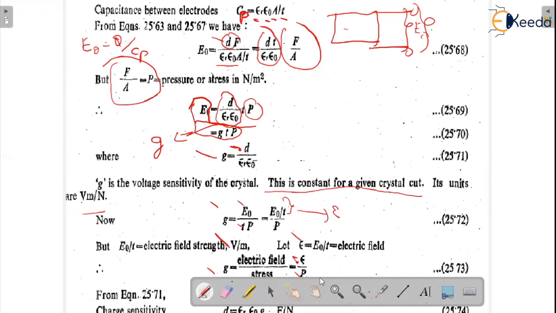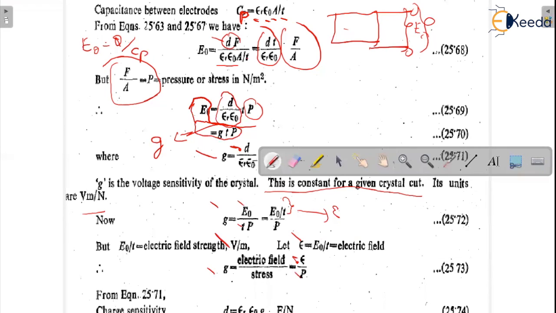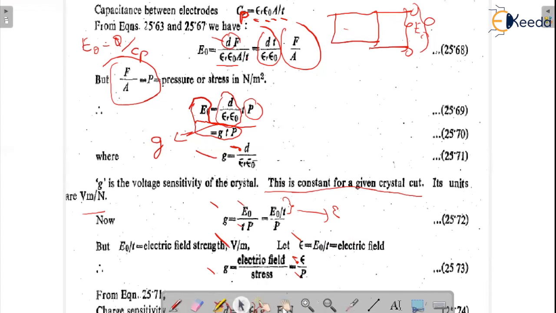Now, here is one more important thing you need to remember: the relationship between charge sensitivity and voltage sensitivity. The charge sensitivity is equal to epsilon into g, but epsilon is equal to epsilon naught into epsilon r. This is nothing but the voltage sensitivity. Once again, my dear students, charge sensitivity has units of coulomb per Newton, and voltage sensitivity has units of volt-meter per Newton. Like that, we are going to bring back the various formulas when you are learning the subject.